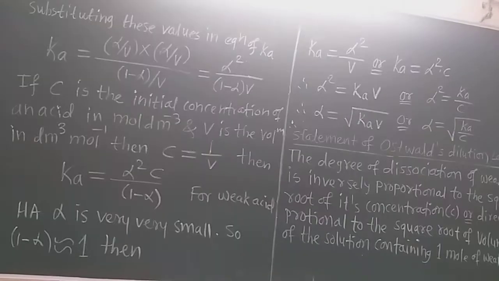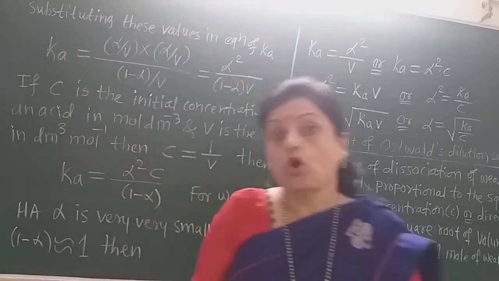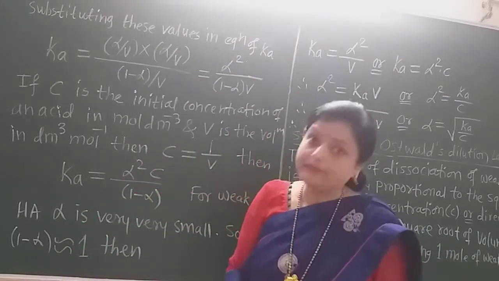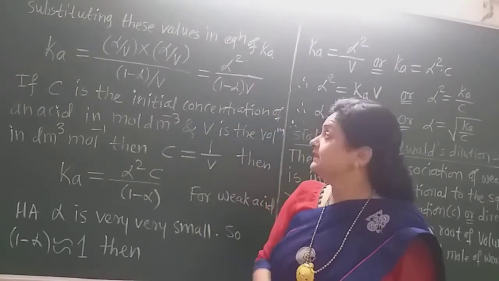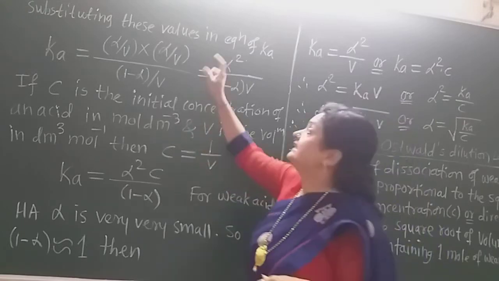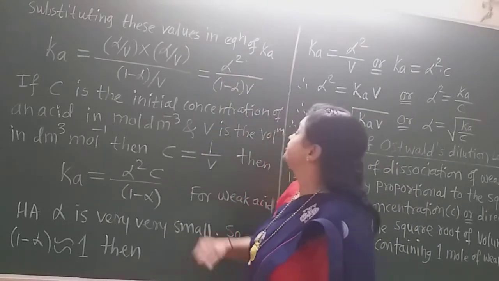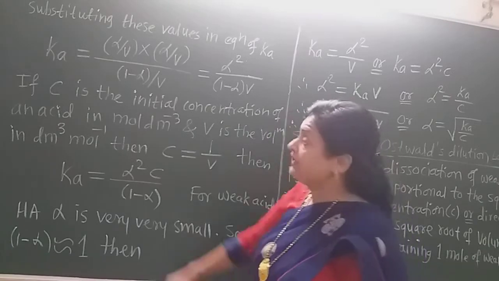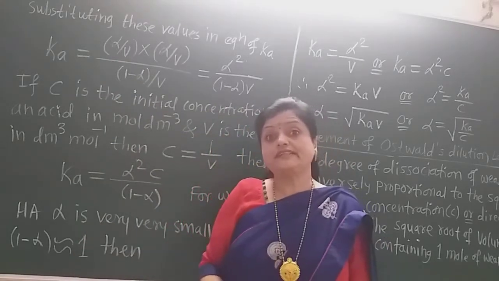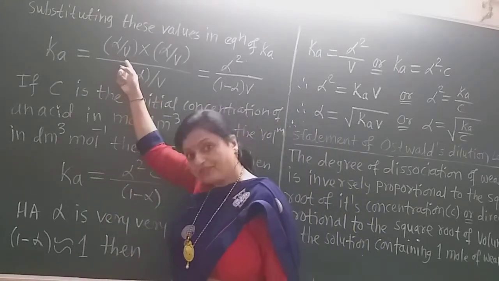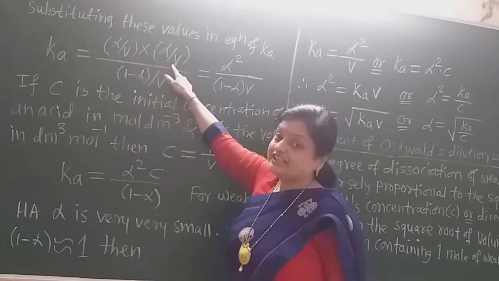Now let us calculate this dissociation constant on substituting all the values of these three species concentrations. Now students, pay attention to the blackboard again. If we substitute the values of equilibrium concentrations of HA, H plus and A minus in the equation of this dissociation constant K, then we obtain K as, now here is the H plus. So what is the equilibrium concentration of H plus? Alpha divided by V. Then what is the equilibrium concentration of A minus?